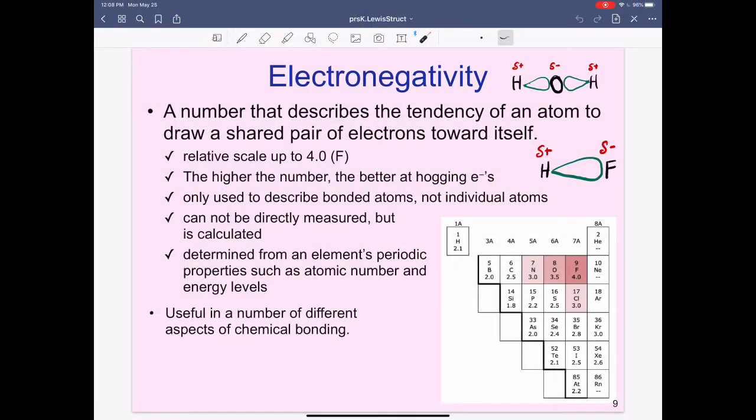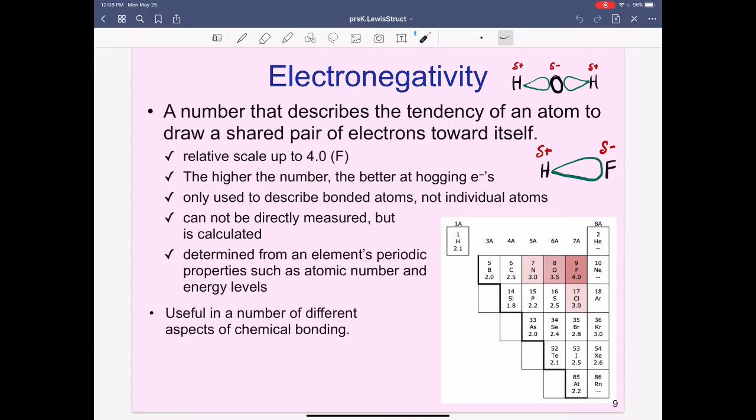And now a word about electronegativity, a number that describes a tendency of an atom to draw a shared pair of electrons towards itself. So for instance, when looking at the bond of hydrogen and fluorine, there's two electrons that are shared in between the two atoms, and instead of the electrons spending time evenly, the electrons are more likely to spend time near the fluorine. This is a relative scale from 0, in theory, up to 4, fluorine having the highest value, and the higher the number, the better the atom is at hogging electrons.